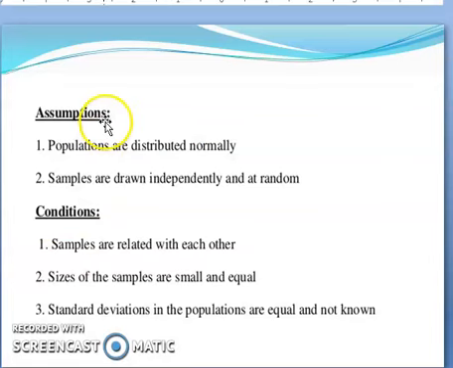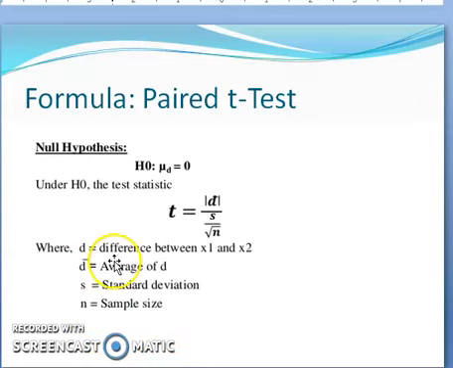Now these are the assumptions: the populations are distributed normally, and the samples are drawn independently at random. The conditions: the samples are related to each other, the size of the sample is small and equal, and the standard deviations in the populations are not equal or not known. Now this is the formula of the paired t-test.